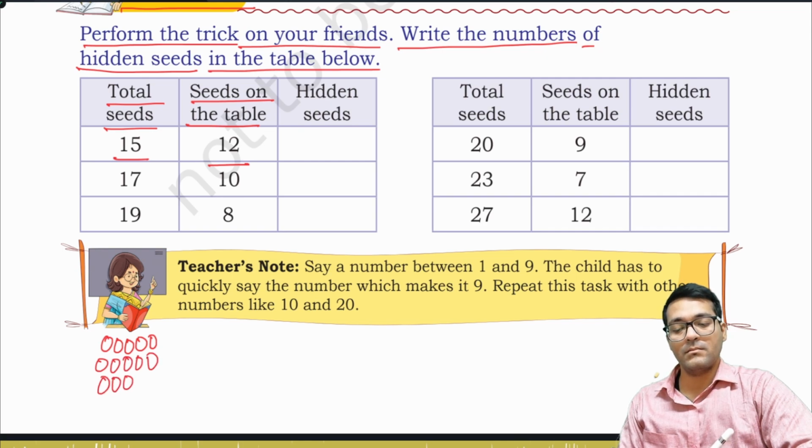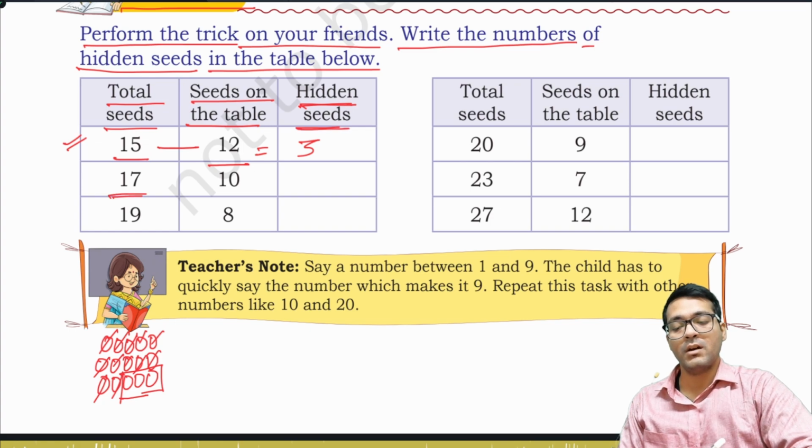That means 1, 2, 3, 4, 5, 6, 7, 8, 9, 10, 11, 12. That means 3 marbles are hidden, or 3 seeds are hidden in this case. 15 minus 12 is equal to 3. That means hidden seeds is equal to 3.